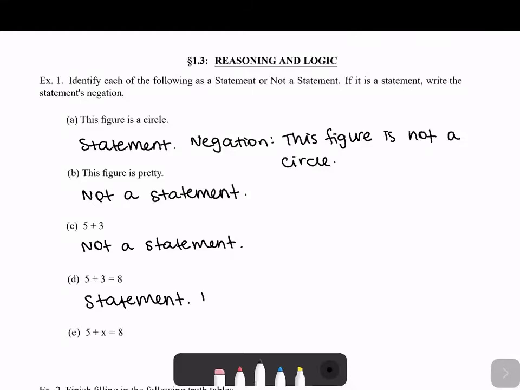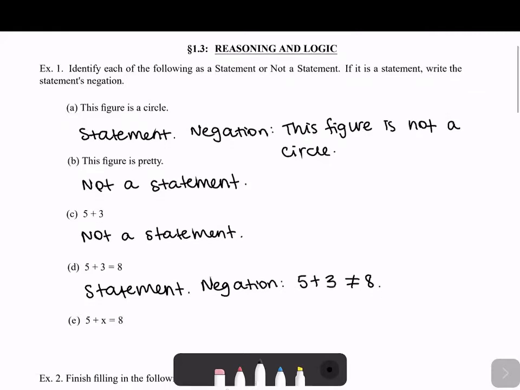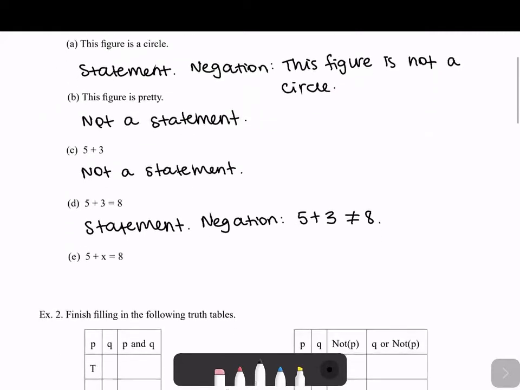So now we want to write the negation. The negation of the statement, the mathematical equivalent of putting a not into the statement, is 5 plus 3 does not equal 8. So that's the negation. If 5 plus 3 equals 8 is true, 5 plus 3 does not equal 8 is false.